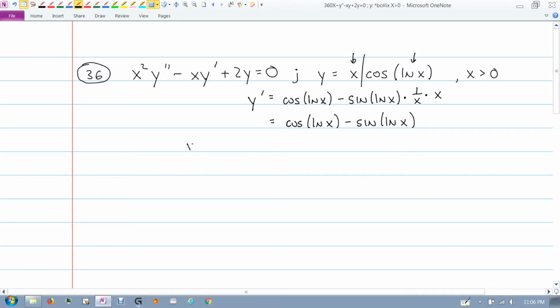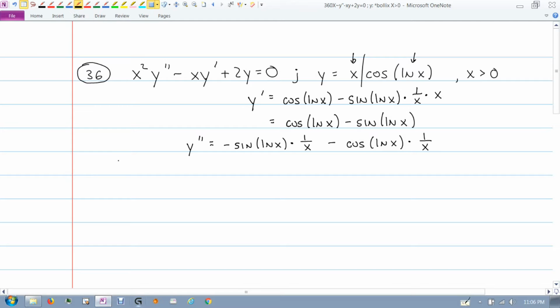Second derivative. Okay, we're going to take the derivative of cosine of natural log of x, which is negative sine of natural log of x, times 1 over x. Inside, take derivative inside, chain rule, minus cosine of natural log of x, times 1 over x. And that should do it.